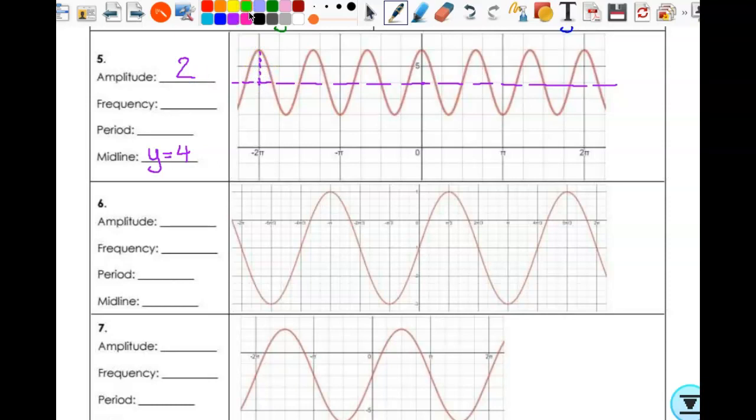All right. So then I'm going to look for one cycle. I've got one cycle right here. Depending on the graph you have, it might be easier to find the frequency first, or it might be easier to find the period first. The period is the length of this one cycle.